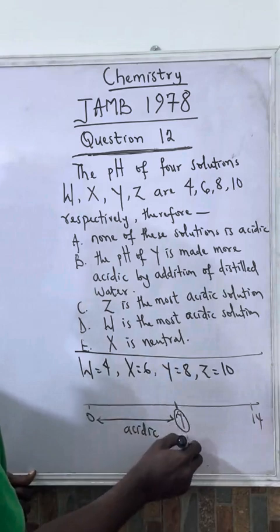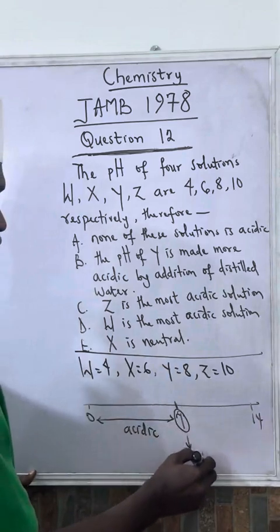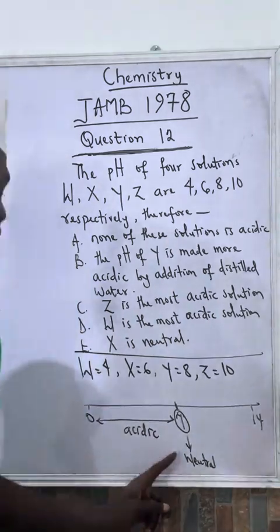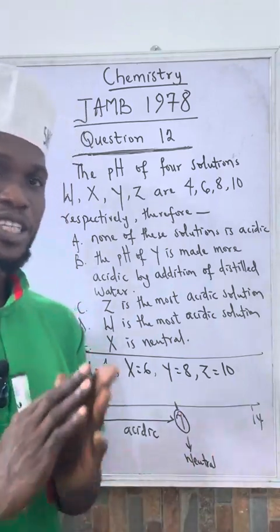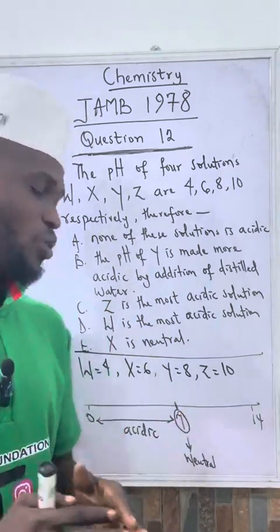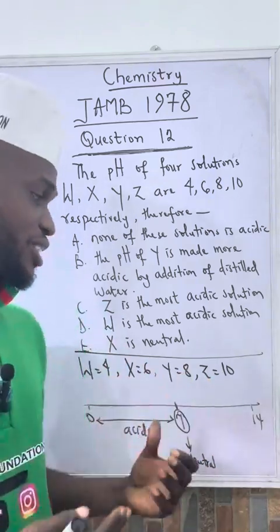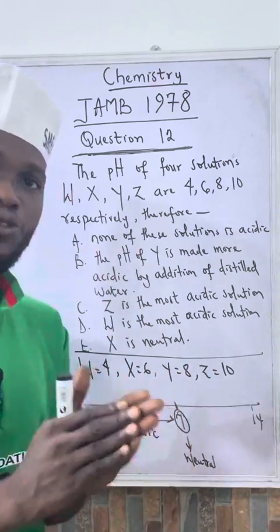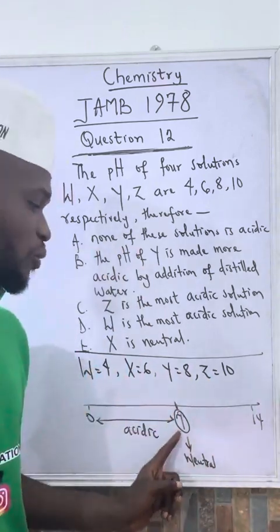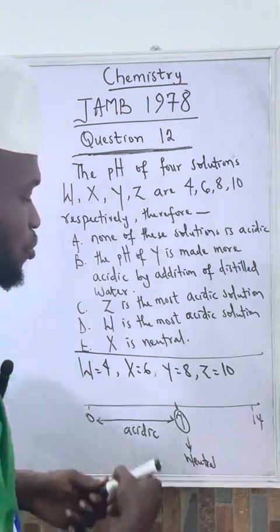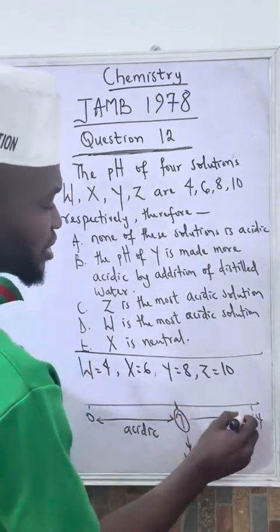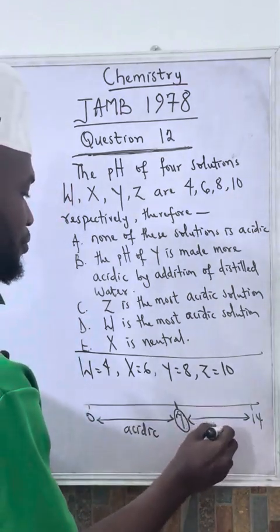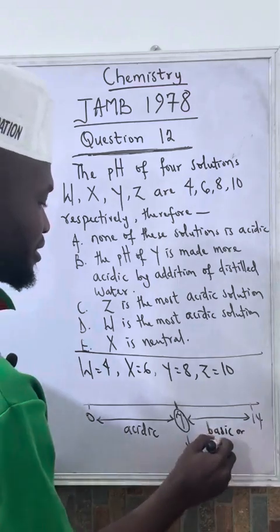7 is neutral. So anytime pH is 7, that means it is neutral. And this is the pH of water. Water is always neutral, unless it contains impurities. But if water is in its pure distilled form, then the pH will be neutral. So any pH greater than 7 up to 14 is basic or alkaline.